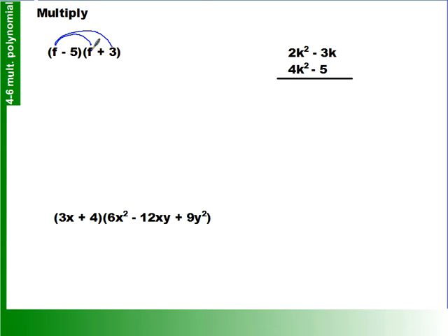F times f is going to be f squared. F times 3 is positive 3f. Well, if we have to multiply the f to everything inside this binomial, then we're going to have to multiply this negative 5 to everything also. So let's do that. Negative 5 times f is going to be negative 5f. And notice how I've stacked the similar terms vertically so that I can add them later. Well then, negative 5 times 3 is going to be negative 15.